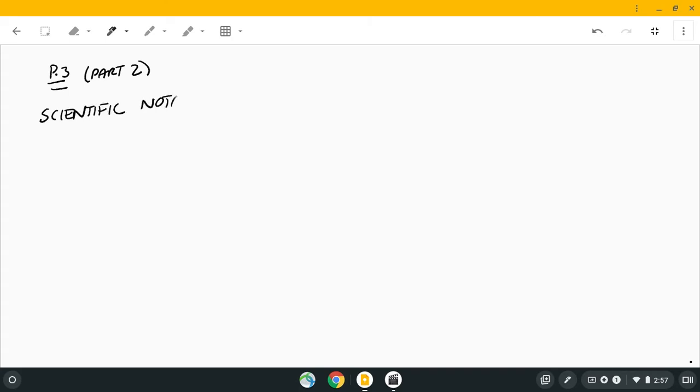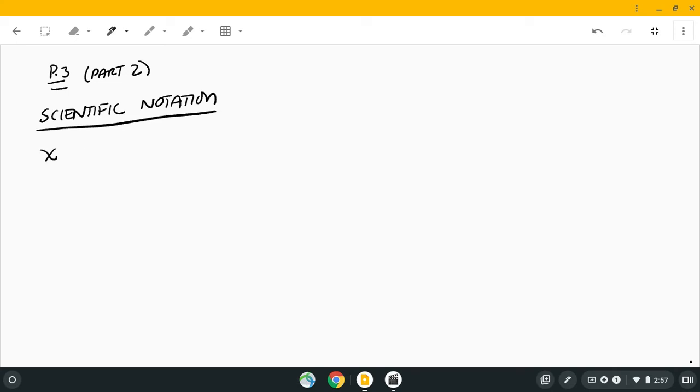So we pretty much use this to represent very large numbers or very small numbers, and in the scientific community they deal with a lot of big numbers and very small numbers, especially when dealing with distances to planets or stars or the mass of an atom, things like that. Okay. All right, so scientific notation, what is it?